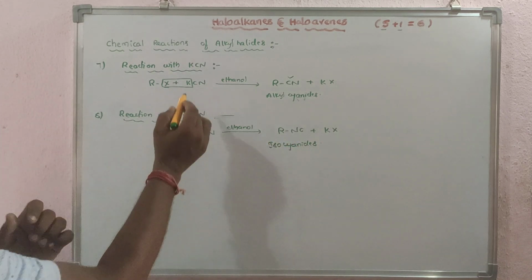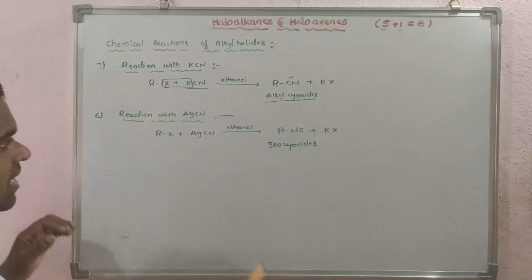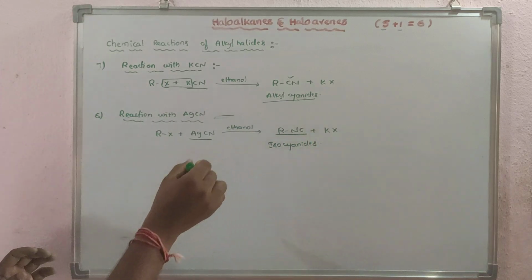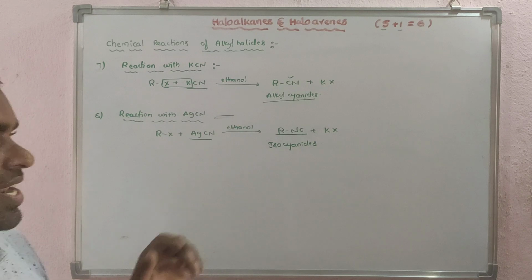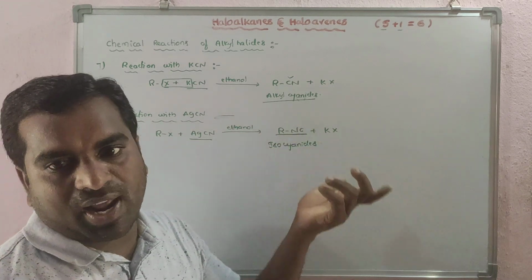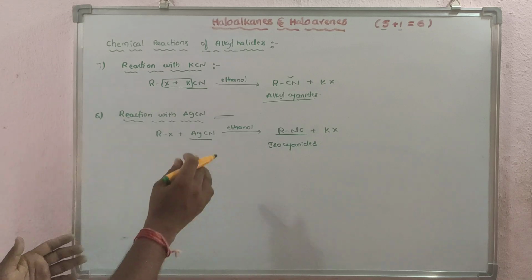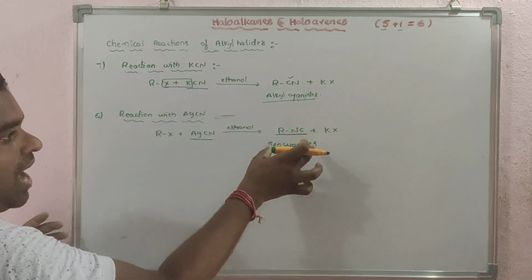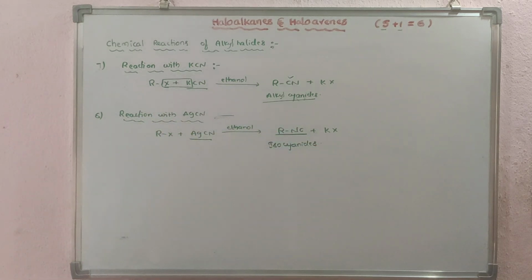If you treat this alkyl halide with KCN, you will get alkyl cyanides, and when treated with AgCN, you will get alkyl isocyanides, or carbylamines. Isocyanides can also be called carbylamines. Clear? Now, what is the reason for forming alkyl cyanides with KCN and isocyanides with AgCN?